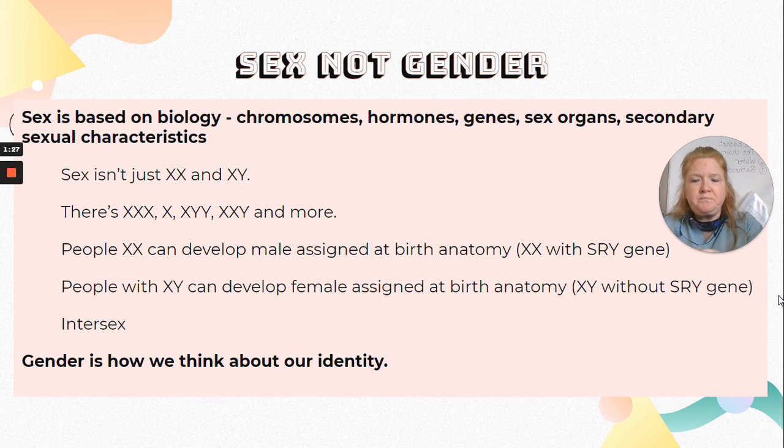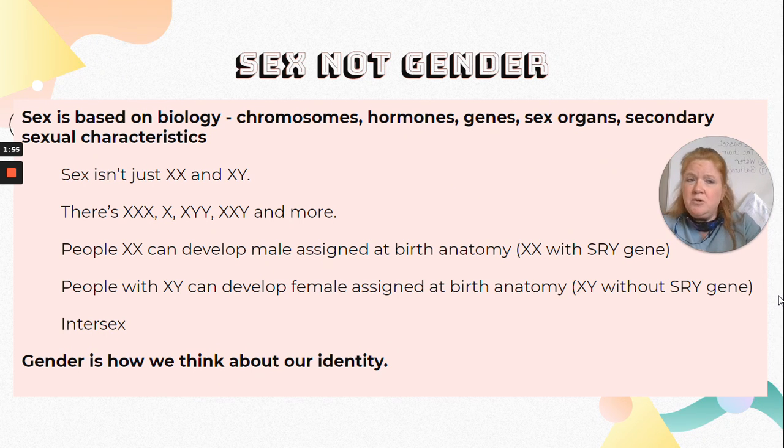So people who are XX who supposedly should be female can develop male assigned at birth anatomy. So it'd be often XX with the SRY gene. And people with XY can develop female assigned at birth anatomy. And oftentimes that is the XY genetics, but missing the SRY gene. There are also people who are intersex and lots of variations in there.